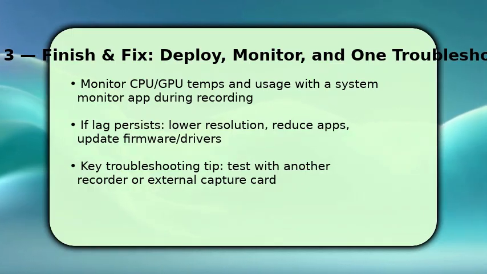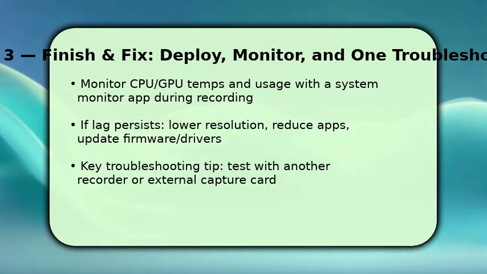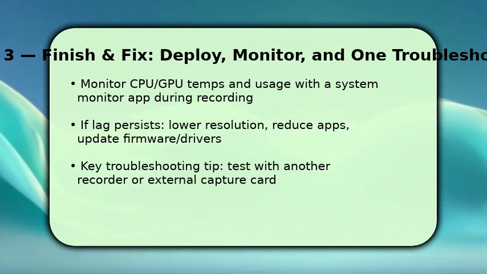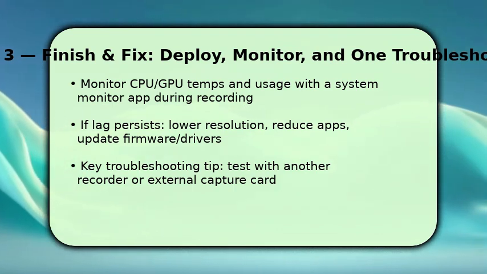because optimizations matter. As a final step, try a different recorder app or use an external capture card to isolate whether the phone or the recorder is the bottleneck. This single test will tell you where to focus next.